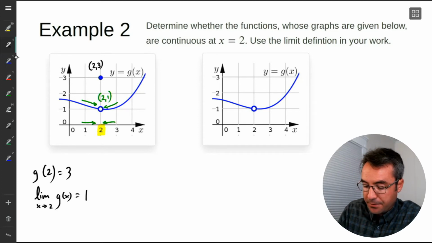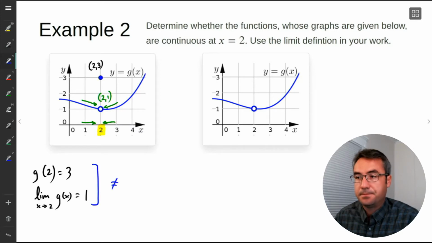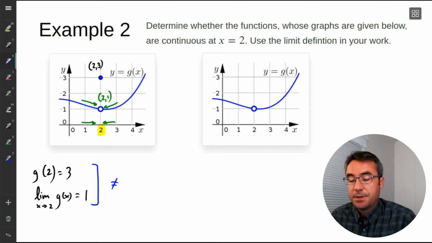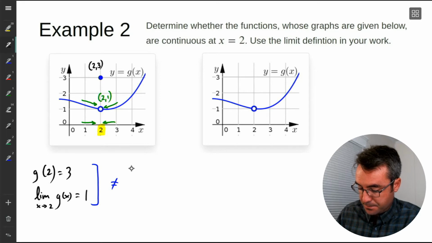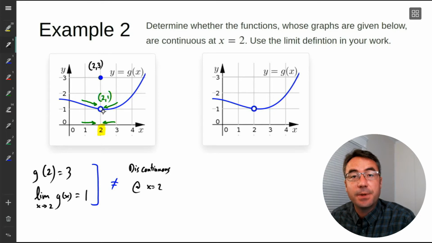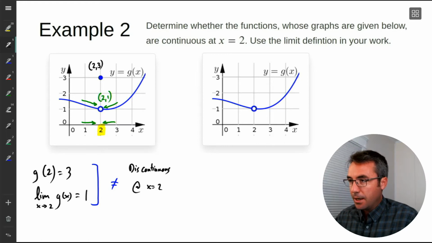And so if we compare these two, they're not equal. So our function value does not equal our limit. So that means we're discontinuous. So this graph is not continuous at x equals 2. We use this word discontinuous to mean not continuous. All right, let's try the next one.